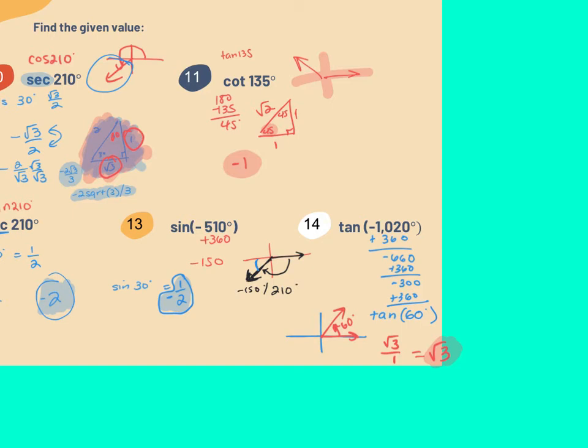So the reciprocal ones, you want to remember to flip at the end. You could also use the triangle and do hypotenuse over opposite if you don't want to remember to flip it at the end. You could keep it as secant.